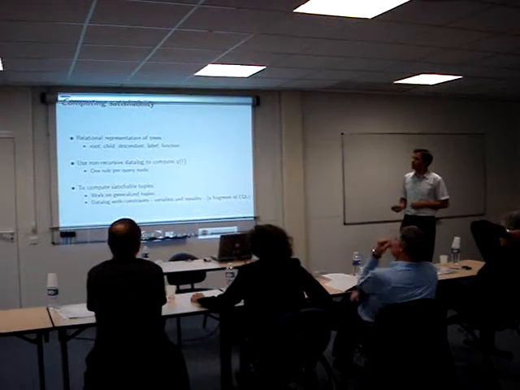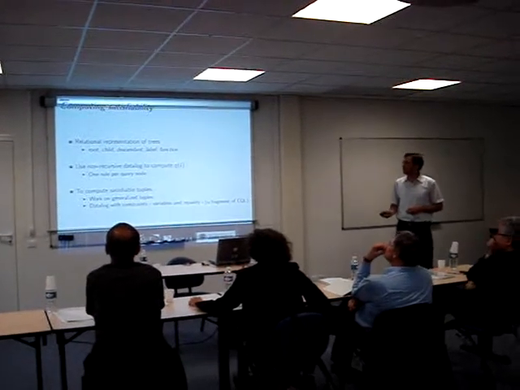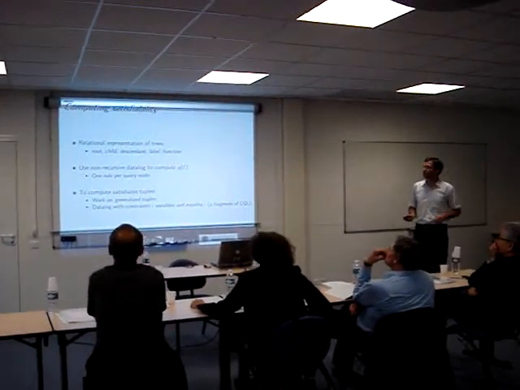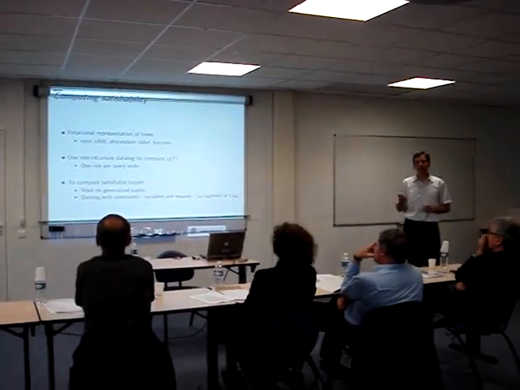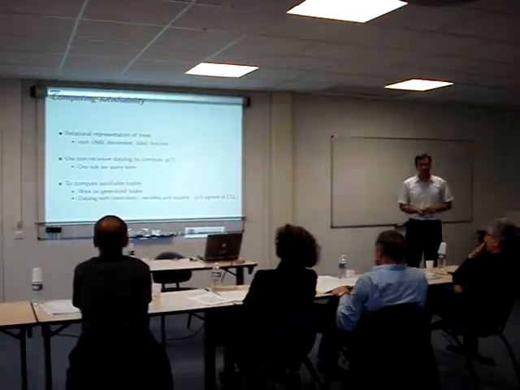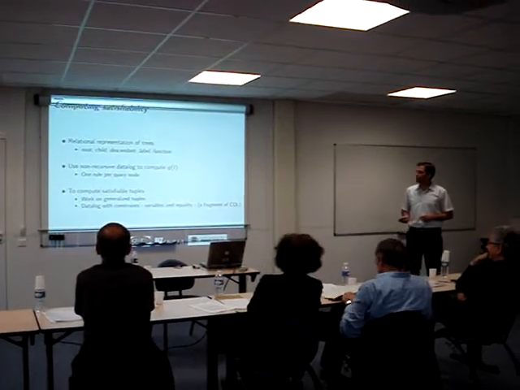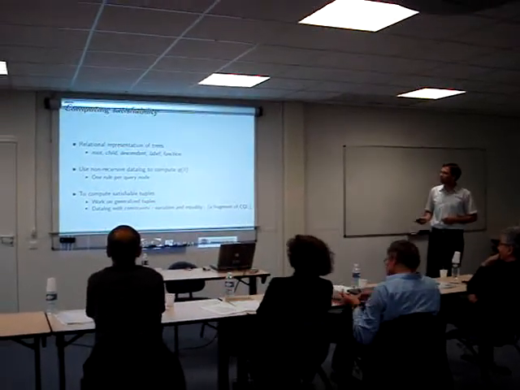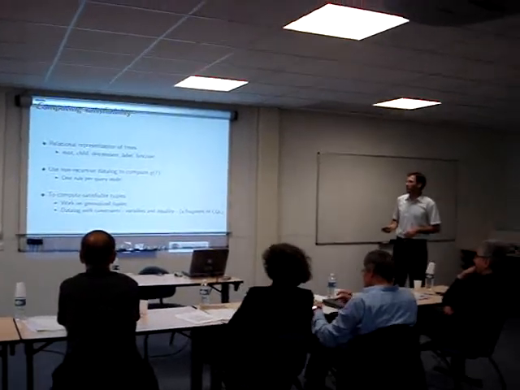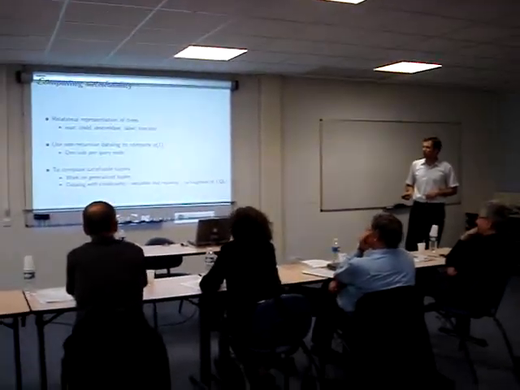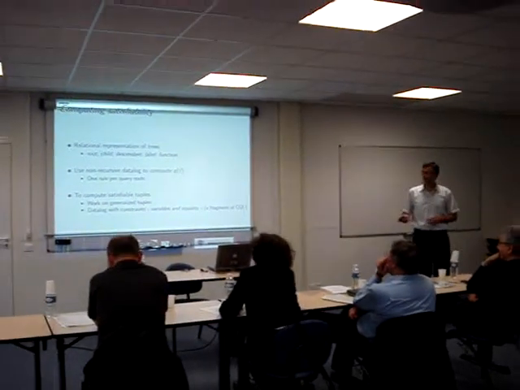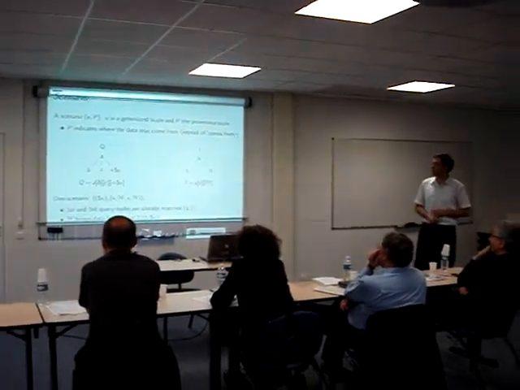We use a relational representation of trees. So root, child, descendant, label, these are the standard relations to which we add function that actually tells if a node is a function call or not. We use non-recursive datalog to compute the result of the query over the document. And to compute satisfiable tuples, we use generalized tuples and datalog with constraints.